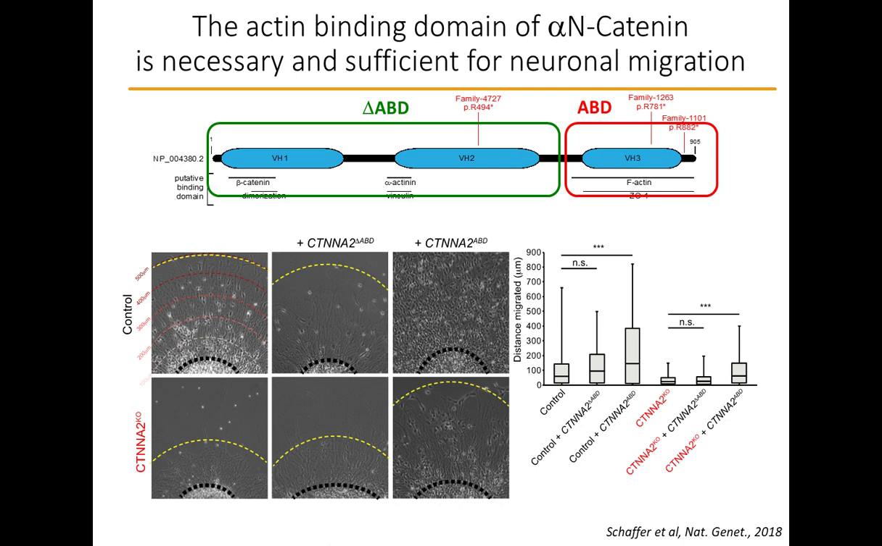The presence of the actin binding domain was necessary to rescue migration. And we also found that the expression of the actin binding domain in alpha-N-catenin was sufficient to rescue migration in the mutant cells, and it also induced migration in the control cells, suggesting that this domain of alpha-N-catenin mediates migration.